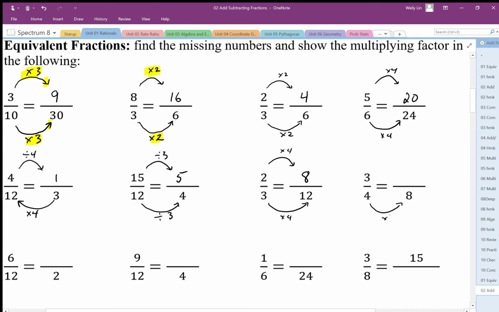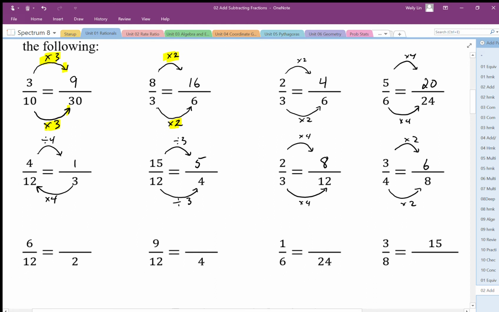This is a times 2, times 2. We get 6 over 8. And again, I want to stress that I want to see these multipliers and multiplying factors or dividing factors. Okay, this one I'm going to do in this direction and say times 6 instead of divide, but I'm going to then divide by 6 to go from 6 to 1.